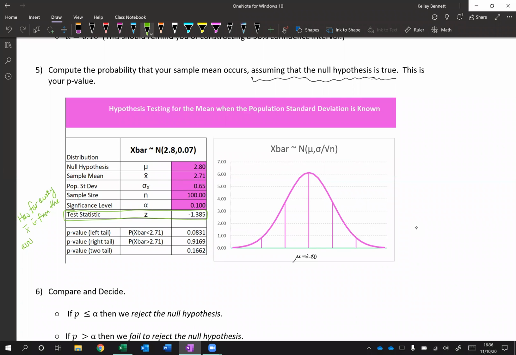And again, this is the assumed mean, mu. And so it's telling us that the test statistic Z equals negative 1.385. So that's saying that I'm going to go 1.385 standard deviations to the left as it's negative. And that's going to be how far away my X bar is from mu. So here I'm going to have X bar equals 2.71.